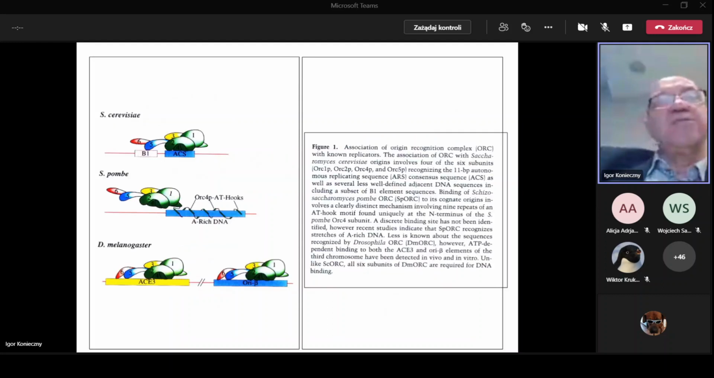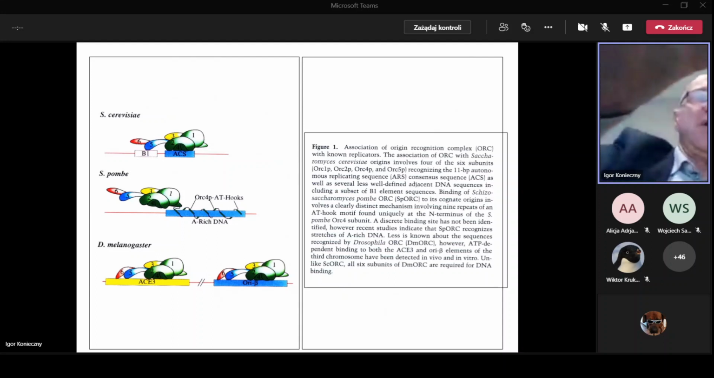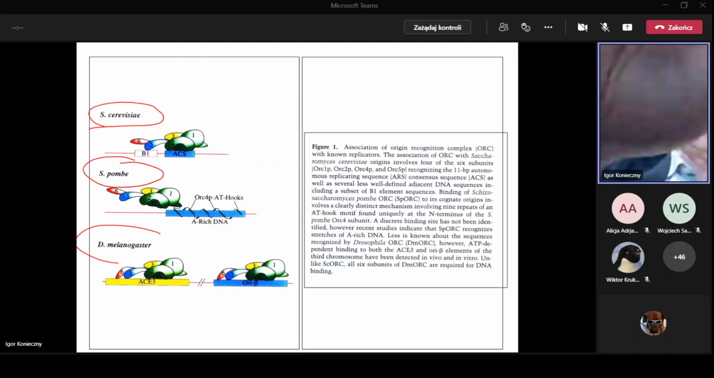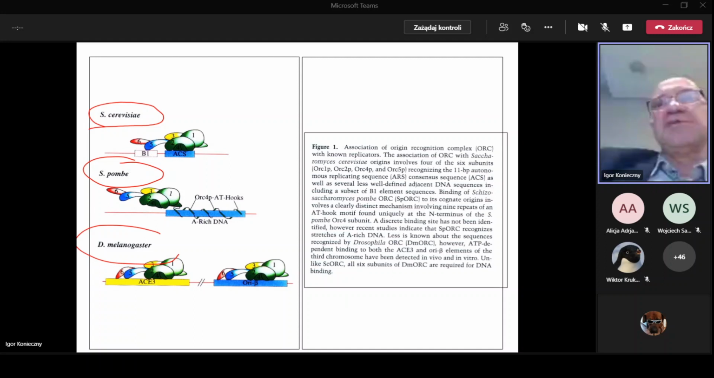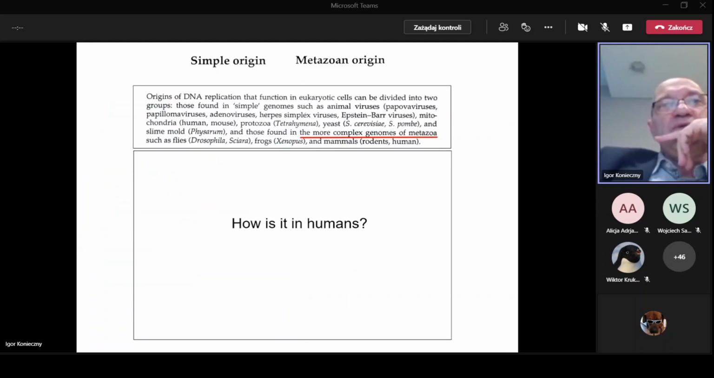So you see that simplified models are simplified models, no matter what. There are some sequence requirements, and regardless of whether we are looking at the Saccharomyces system or Drosophila, so higher organisms, we see some similarities, some sequence specificities of the DNA for interaction with the origin recognition complex. So how is it in humans? That was a very long debate.